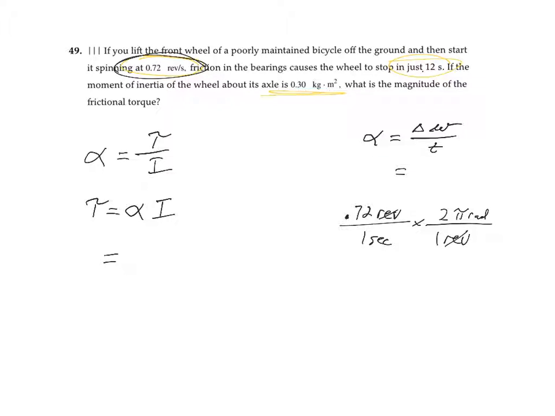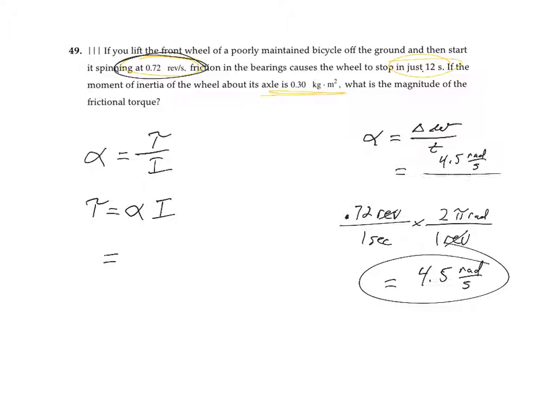But by revolutions. And if you multiply that out, you should get 4.5 radians per second. So now I can stick that up here into my change in velocity. It was going 4.5 and then it came to a stop. So the change is 4.5 and this happened in 12 seconds.